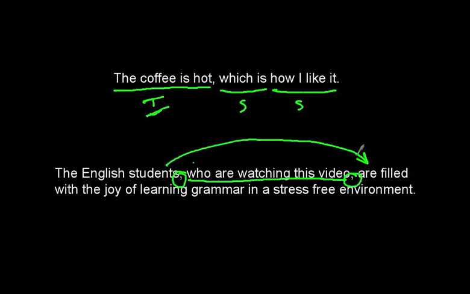Now you may look at this relatively long sentence and say, well, how do I know that there isn't another clause in this sentence? And you can look and see if there's another verb in there, but an easier way to do this is just to take out the phrases. And if it's a prepositional phrase, there can't be a verb in that phrase. So let's look at these phrases and we say, in a stress-free environment. Okay, well that can go. Of learning grammar. Alright, well that can go. With the joy. That can go.